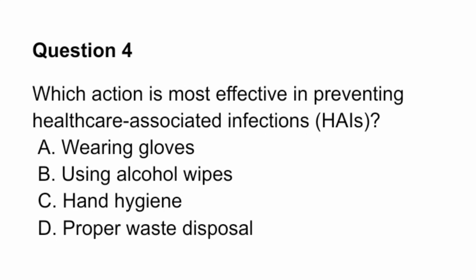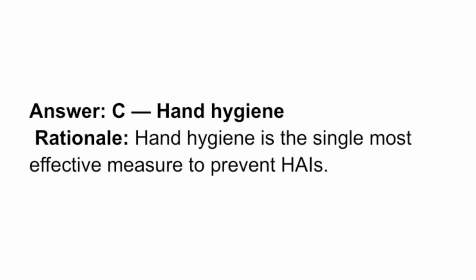Question 4. Which action is most effective in preventing healthcare-associated infections, HAIs? A. Wearing gloves. B. Using alcohol wipes. C. Hand hygiene. D. Proper waste disposal. Answer: C. Hand hygiene. Rationale: hand hygiene is the single most effective measure to prevent HAIs.